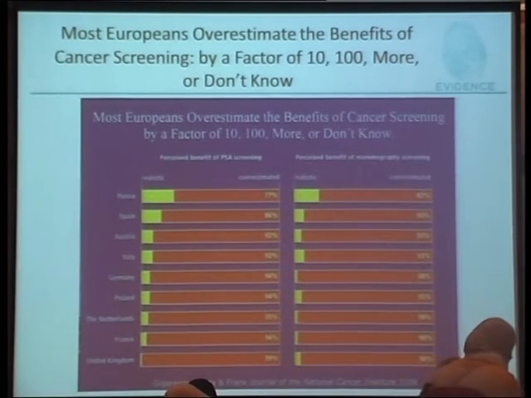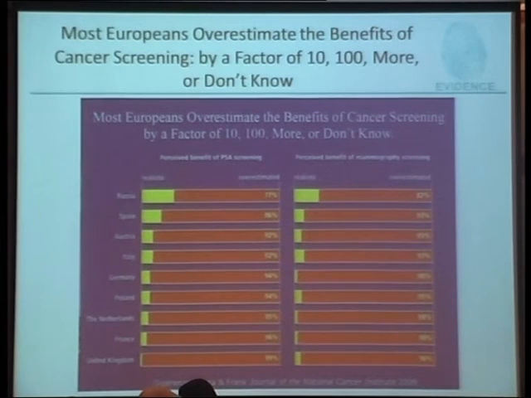They were asked to rate how important was the effect of the screening, and it was a normally effective screening, so it was nothing exceptional. It was saving some lives, but not having a huge risk reduction. And in many cases, the overestimation of the efficacy of the screening program was extremely high.